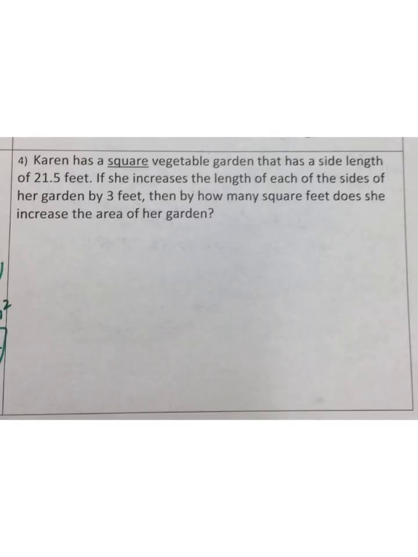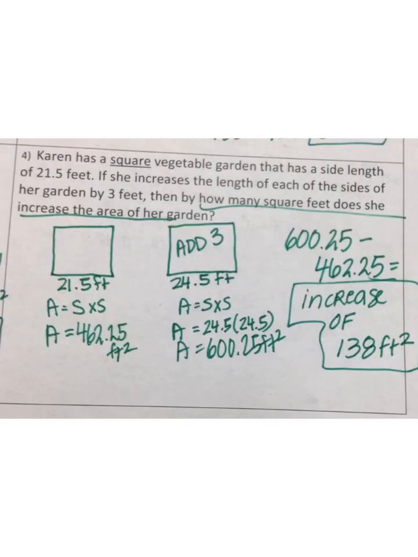Number 4, Karen has a square vegetable garden that has a side length of 21.5 feet. If she increases the length of each of the sides of her garden by 3 feet, then by how many square feet does she increase the area of her garden? Okay, so drawing pictures helps me. So I drew her original square garden right here, and since the square has all sides the same, I do side times side, and that's 462.25 feet squared.